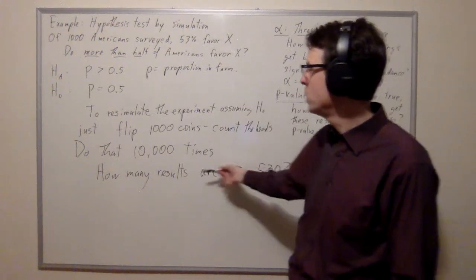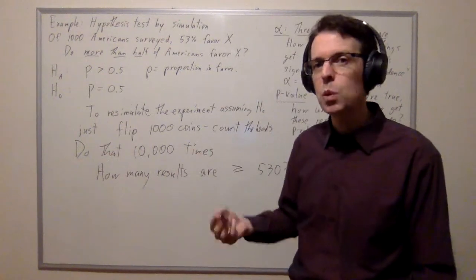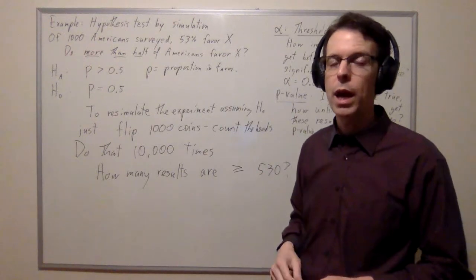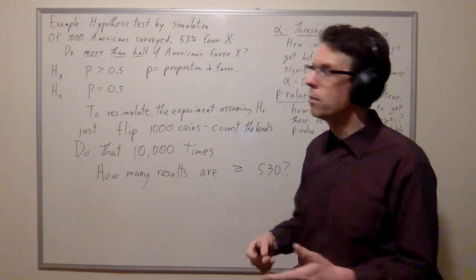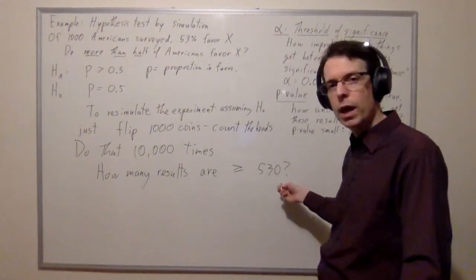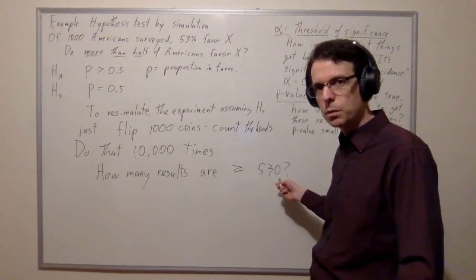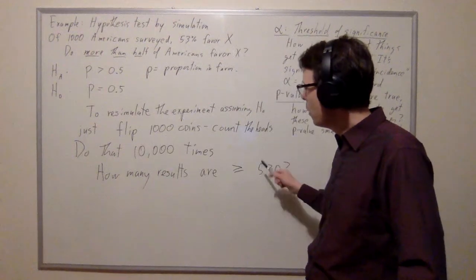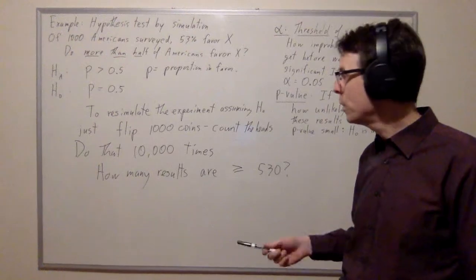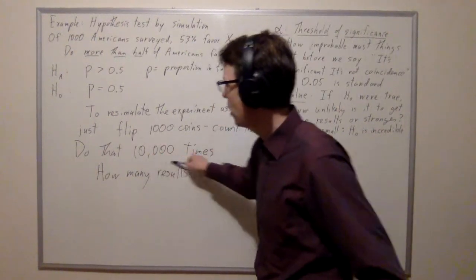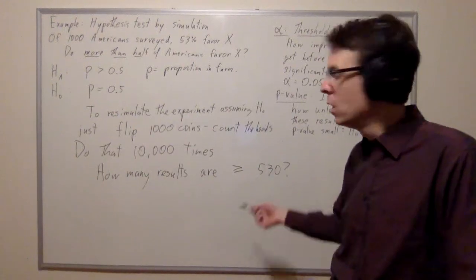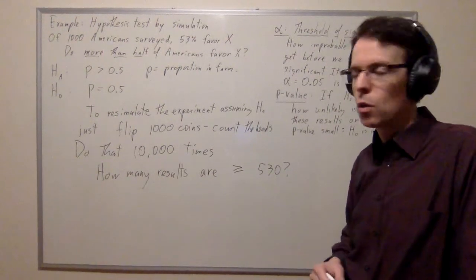We count how many heads there are. We do that 10,000 times, and sometimes we will get 53%, which is 530 heads. Sometimes we will get 50%. Sometimes we'll get 49%. Sometimes we'll get 530 heads, and sometimes we won't. And if we want to know how likely it is to get 530 or more heads, then all we have to do is simulate this experiment 10,000 times, and then count up how often we get 530 heads or more.